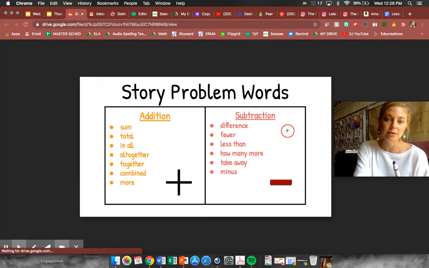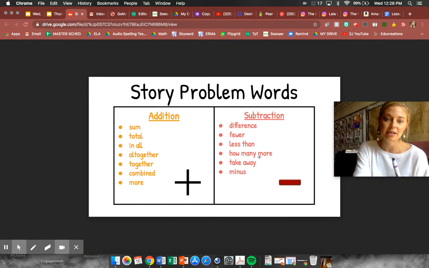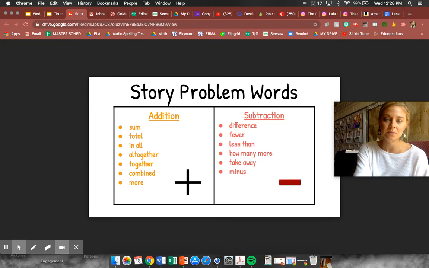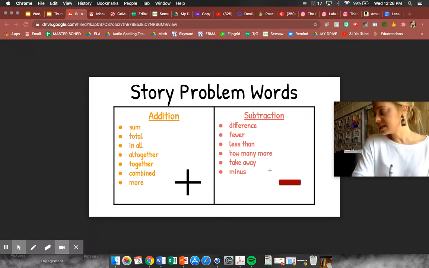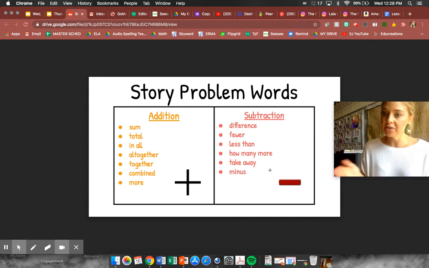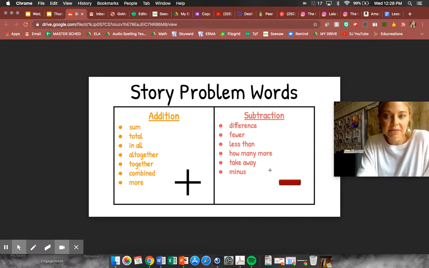Okay, I see it right here. How many more? And that is under subtraction. So I need to subtract in this problem because I need to figure out how many more people went. How many more is 409 than 378? What number would be left over?